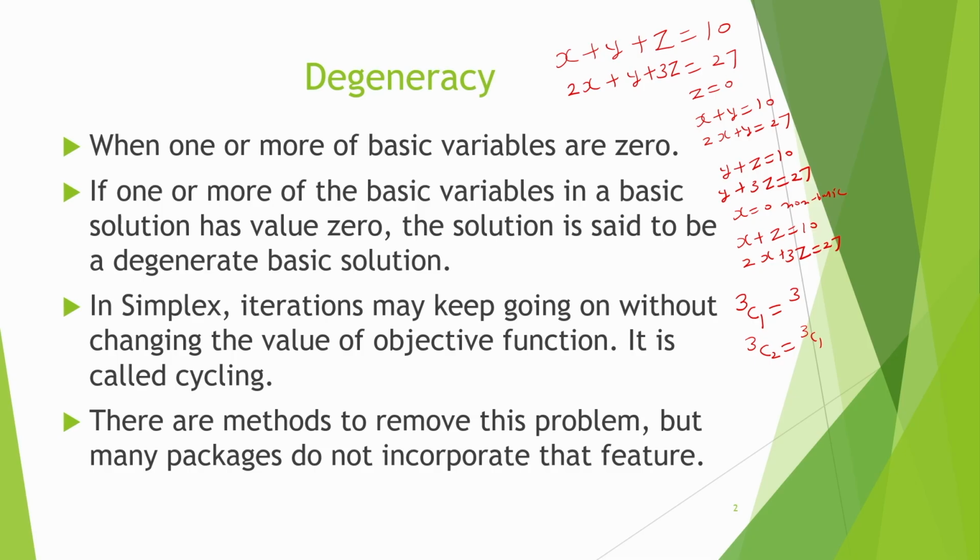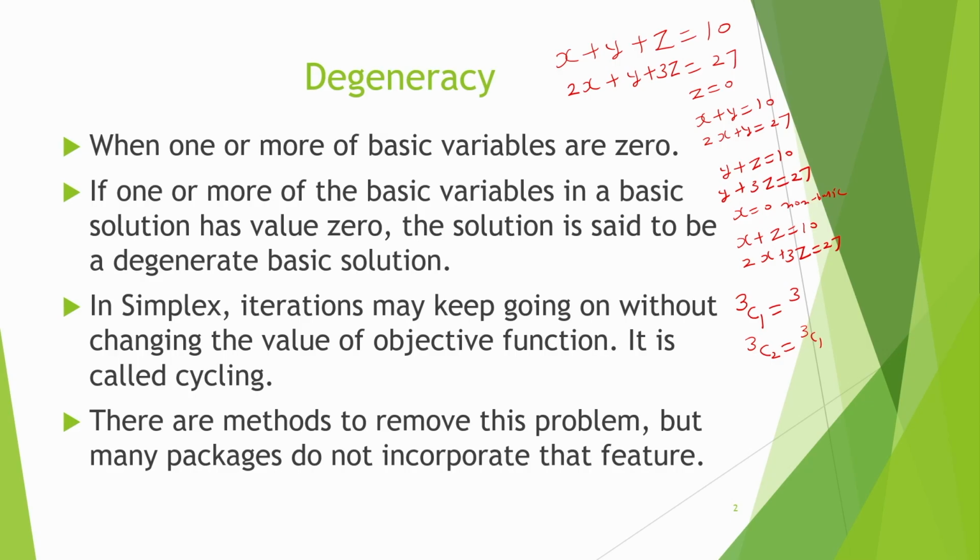In simplex iterations, it may keep going on without changing the value of the objective function. It is called cycling. So what is the consequence of that? If you get this type of situation, your simplex method may keep moving on. I have already solved one or two problems in which you saw that some coefficient was 0, and I said let us introduce this also, but you got the same objective function, no change in that.